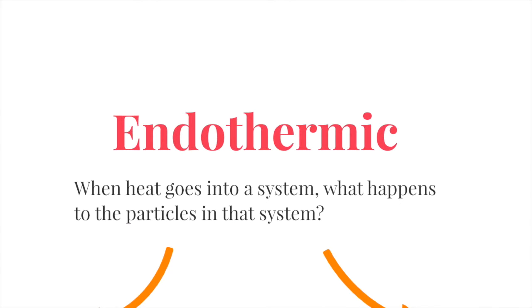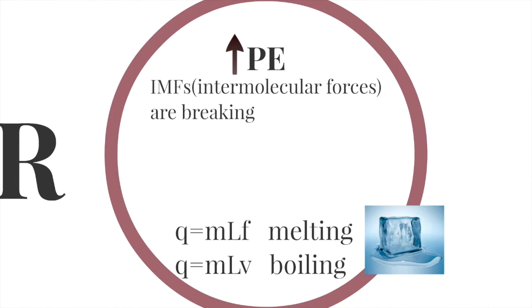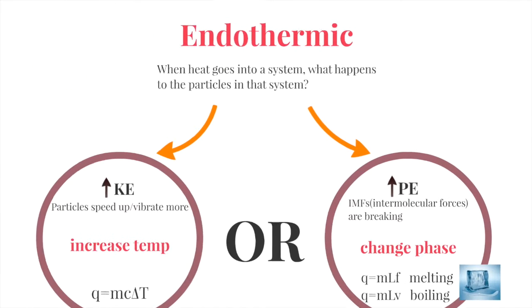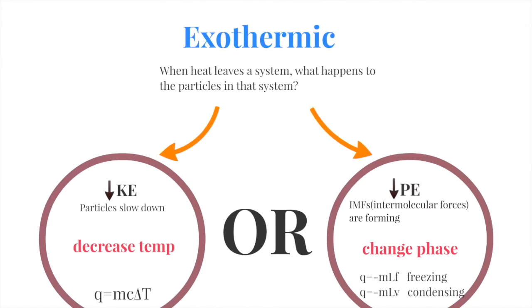So what happens when heat goes into a system, which is endothermic? Either the increasing kinetic energy, which is the increasing temperature, using the equation Q equals mc delta T, or the increasing potential energy, which is phase change, using the equation Q equals mLf and Q equals mLv. It is an either-or situation, and exothermic, when heat leaves the system, is just the opposite, decrease of temperature or change phase of freezing and condensing.